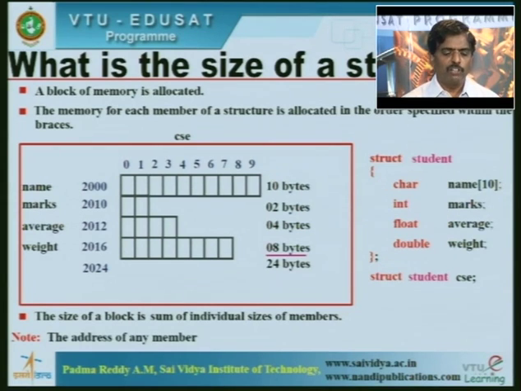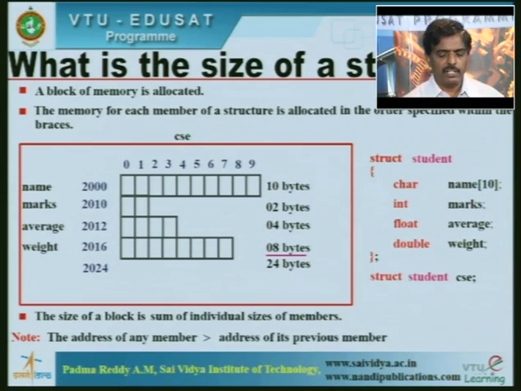So if you observe, the address of any member is greater than the address of the previous member. Now tell me, what is the address of marks field? 2010. Definitely it is greater than the address of name field. What is the address of name field? 2000. Address of average is greater than address of marks. Address of weight is greater than address of average. So the address of any member is greater than the address of its previous member.